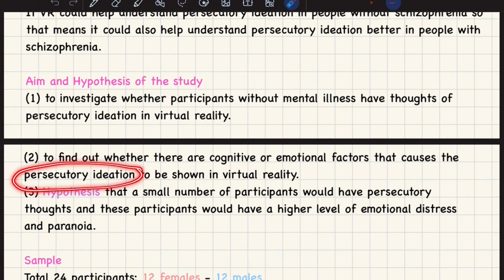He wanted to see if persecutory ideation is caused by factors such as cognitive and emotional, whether they're caused by these two factors. Then lastly, there was a hypothesis that, for sure, a small number of participants would experience persecutory ideation or persecutory thoughts, and that these small number of participants would have higher levels of emotional distress or paranoia.